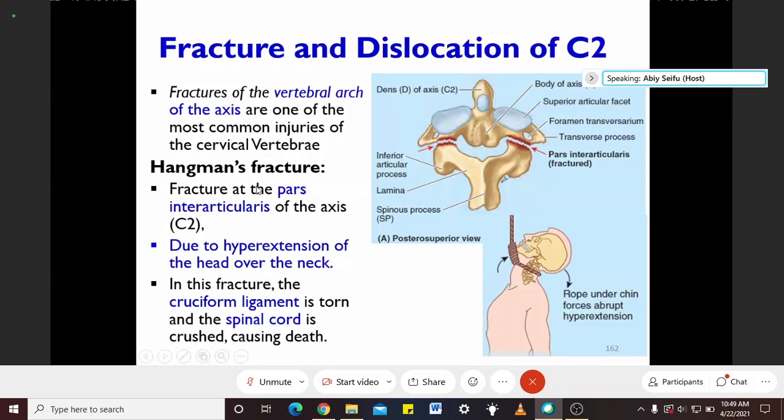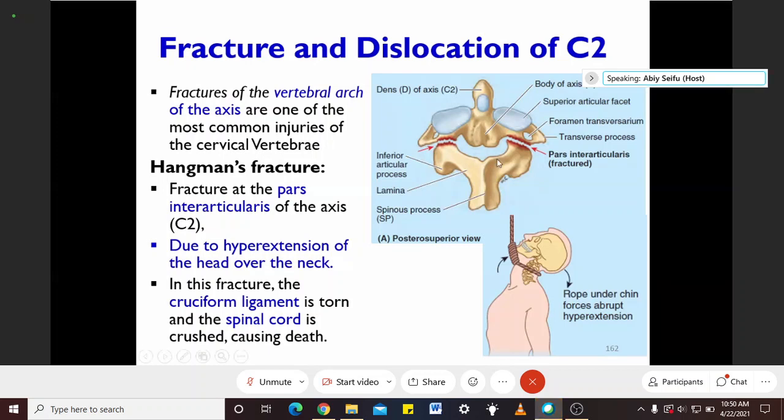For instance, in the hangman fracture, this one is the rope. The rope lies under the chin, which pushes the chin posteriorly and pulls the neck anteriorly. Therefore, the head is extended over the neck. In this case, the fracture mostly occurs in this area, which is called the hangman fracture.